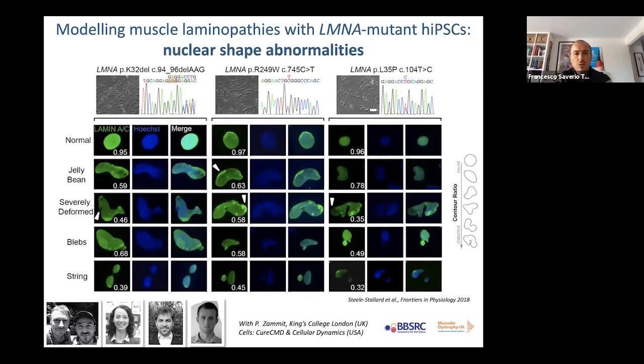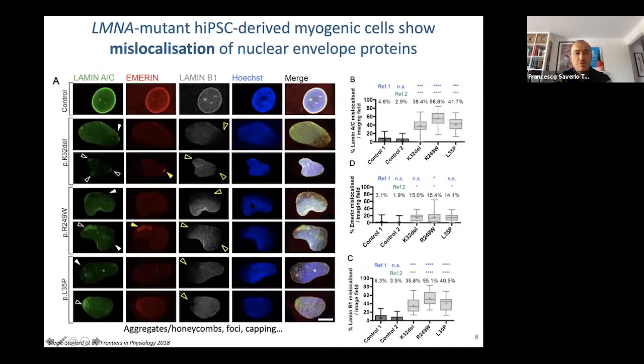And then we moved on, and we not only observed these nuclear shape abnormalities in those differentiating iPS cells, but we also observed mislocalization of the nuclear envelope proteins. I mentioned lamin AC earlier on. For time reasons, I won't be able to detail all the other proteins that interact with lamin AC, but I put here some other examples, such as emerin and lamin B1. In control cells, you see that these proteins are nicely distributed around the cell nucleus, like a rim, as you can see here, or in these confocal images.